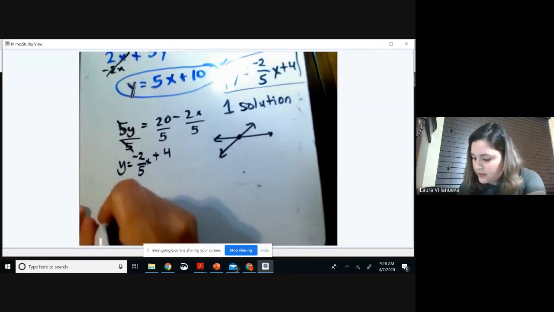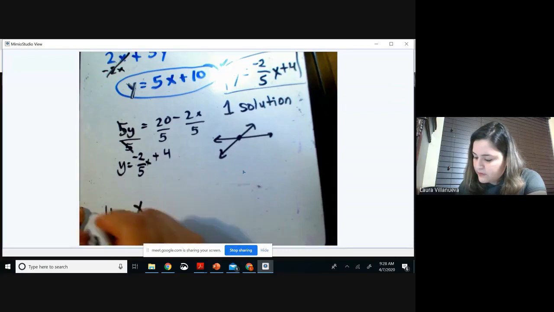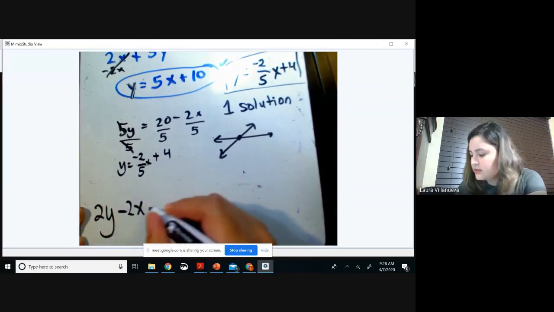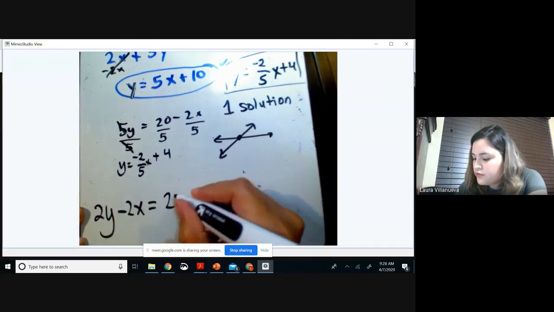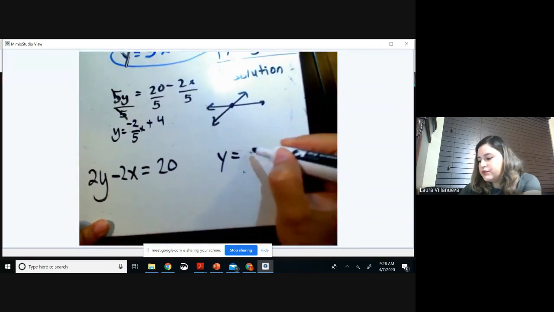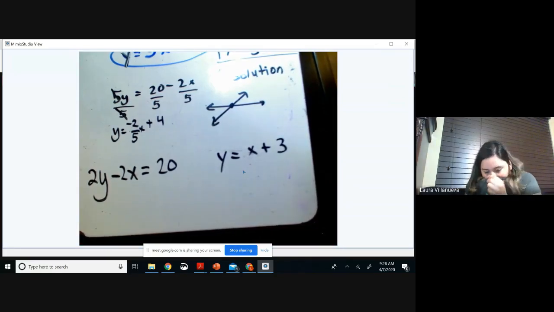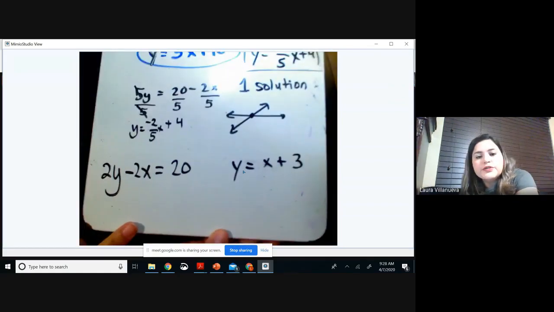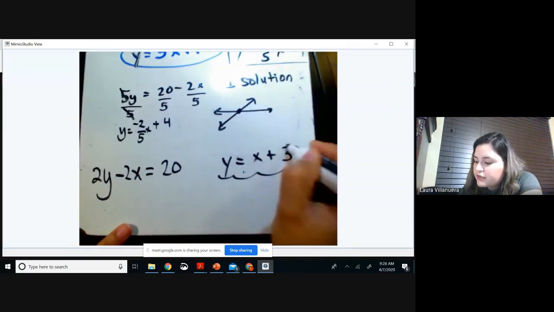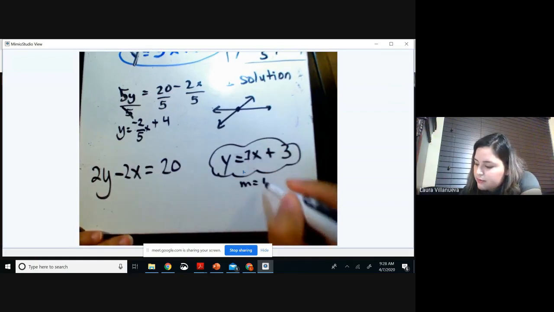So it's going to be y minus x, 2y minus 2x equals 20. And then y equals 2x plus 3. So this one is pretty much set. You don't have to do anything to it. The m here is 2. The b is 3.